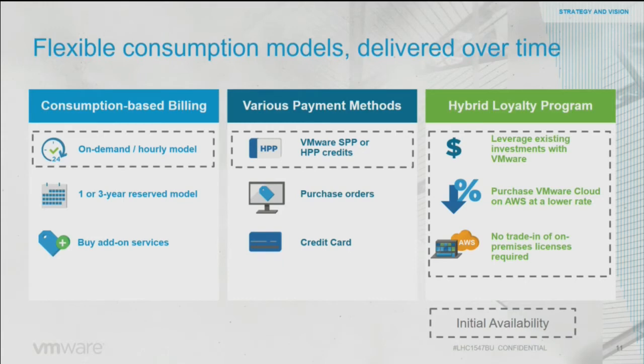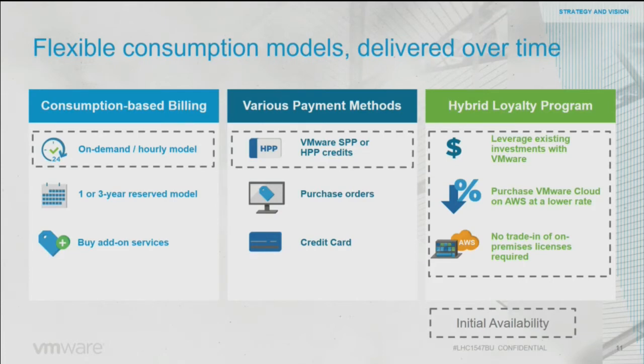If you look at it from a consumption model, how can we consume this? We're starting off with an hourly on-demand model. The unit of consumption is a host. The host includes all the storage, the software stack, the hardware, and support on top of this. Everything is bundled together into the price of a host per hour. This is how we're starting.